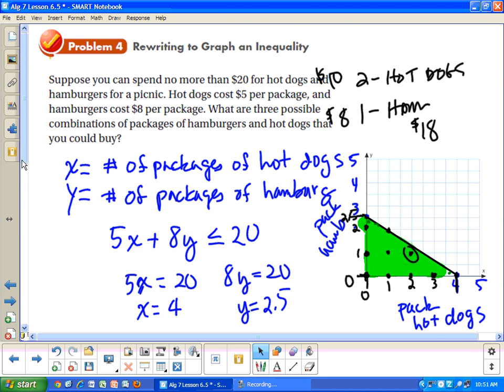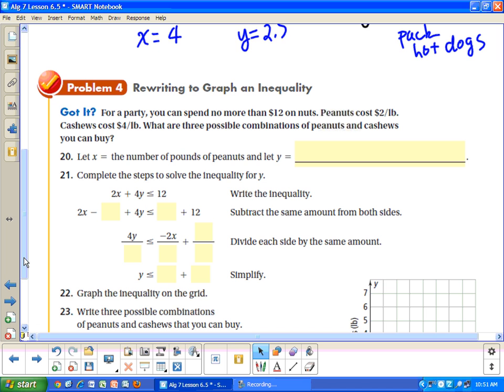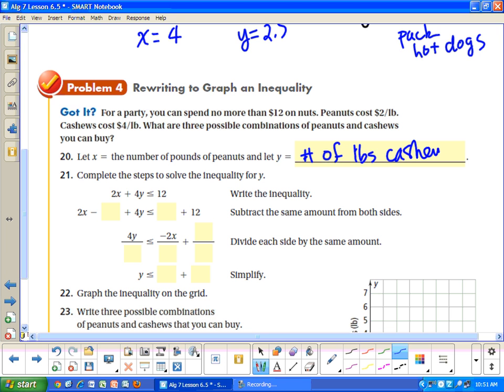All right, so for a party, you can spend no more than $12 on nuts. Peanuts cost $2 per pound, cashews $4 per pound. What are 3 possible combinations of peanuts and cashews? So let X be the number of pounds of peanuts and Y be the number of pounds of cashews. You can pause here if you want to try it on your own.